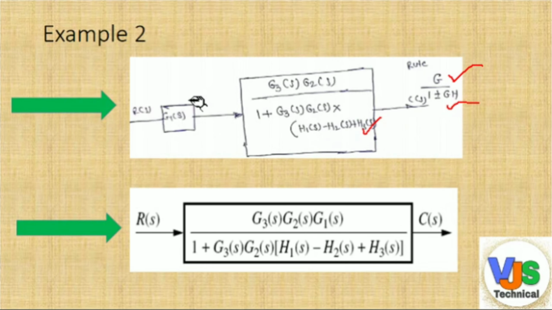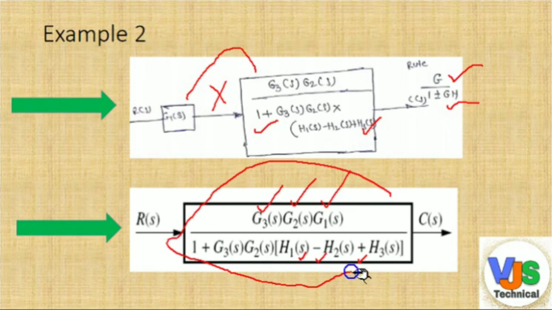Now just see here, this G1(s) and this total block are in series. So what is the rule, my friends, for the reduction of this kind of blocks? You just have to multiply. So that is what we are going to do over here: G3(s), G2(s), G1(s), and the rest of the things at the denominator are kept as they are, that is 1 plus G3(s), G2(s) into bracket H1(s) minus H2(s) plus H3(s). So we get converted into a single transfer function in the form of output to input, and this is the final form of the equation.